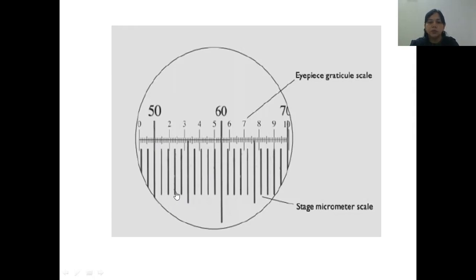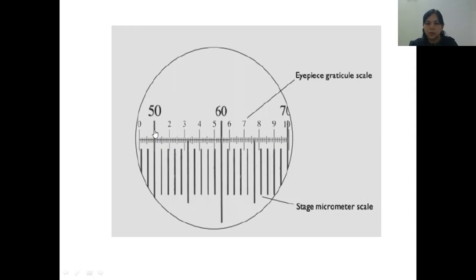1, 2, 3, 4, 5, 6, 7, 8, 9, 10, 11, 12, 13, 14, 15, 16, 17, 18. This is the line. So between one line of coincidence and the second line of coincidence, there are 18 micrometer divisions. How many ocular micrometer divisions are there in the same distance?